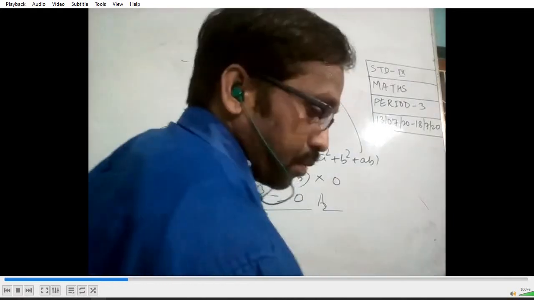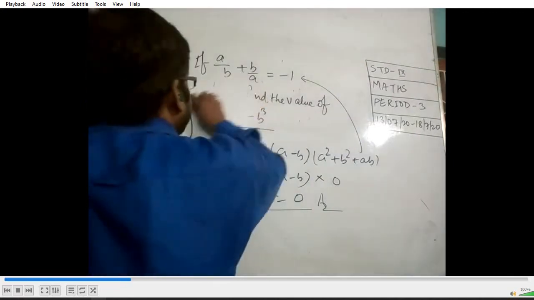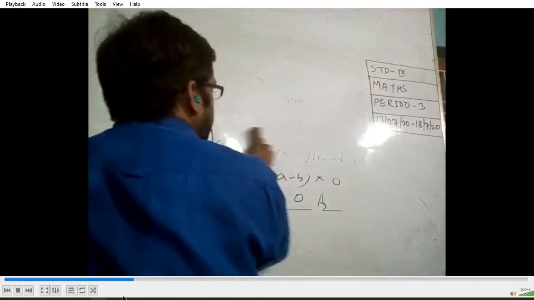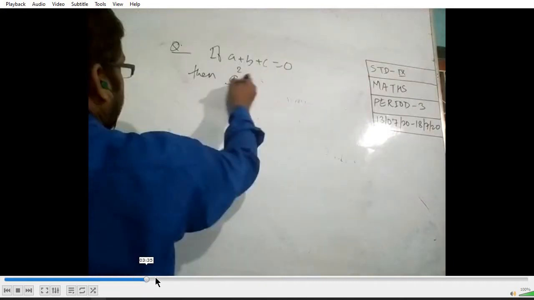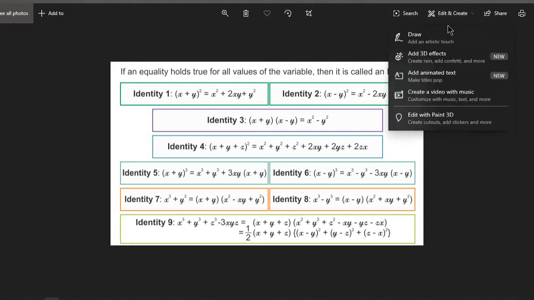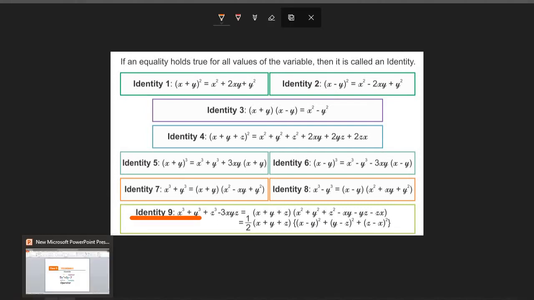Now some more questions to discuss here. Basically, if we start, we have to use the formula. Now we'll discuss some more identities. See, the identity that we are going to discuss here is this one, identity number 9. Okay, so we are going to discuss this. See how.